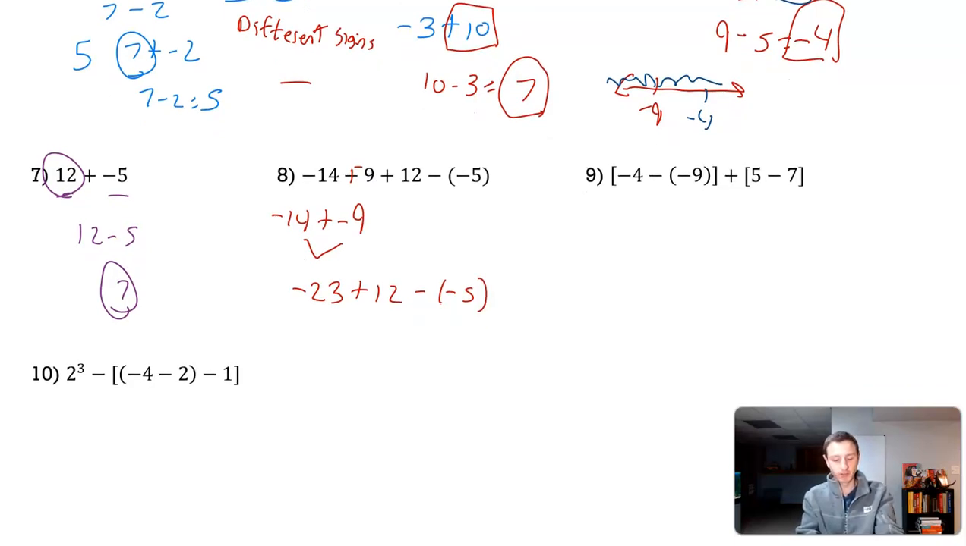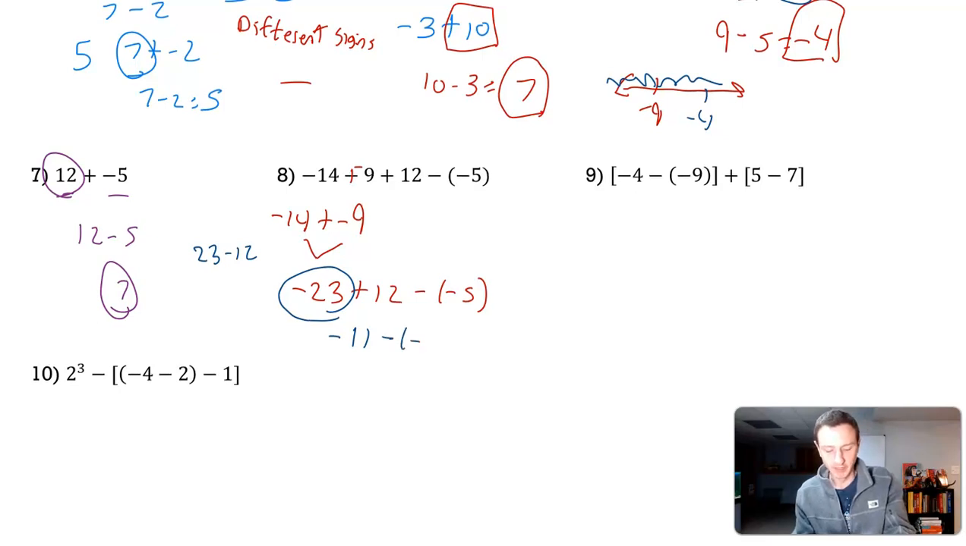Negative 23 plus 12. Those are different signs. One's a negative and one's a positive. So you do 23 minus 12, which is 11. The bigger number was negative, so it's negative 11 minus negative 5. Then we do negative 11 minus negative 5. That's going to be negative 11 plus 5, because minus a negative is adding 5.